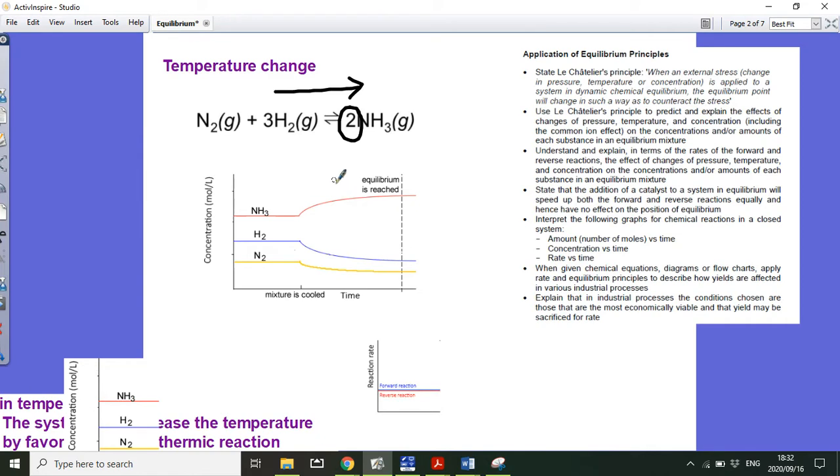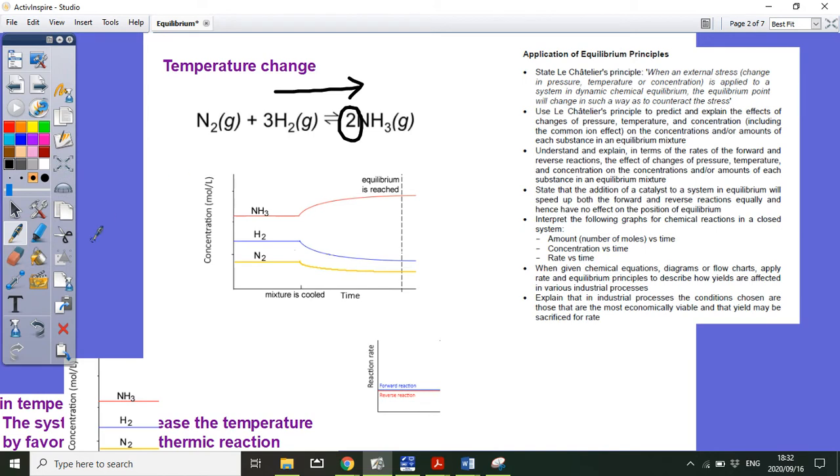Now, that's the one graph you're getting. If this was moles, it would look exactly the same, because if the concentration increases in the same volume, the moles will also increase in that volume. The next graph that you are getting is a rate graph.